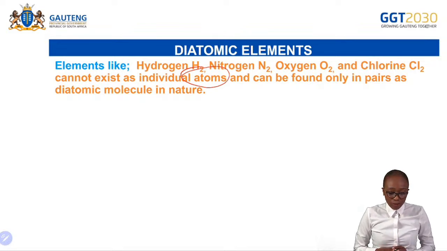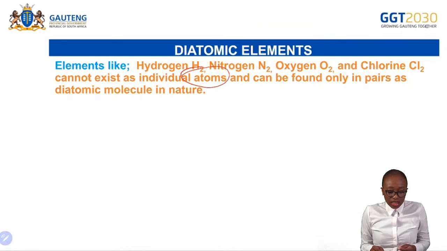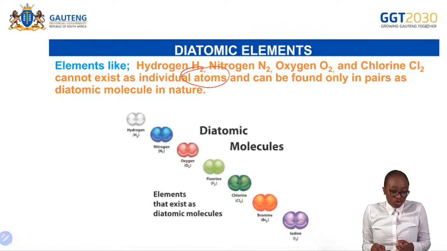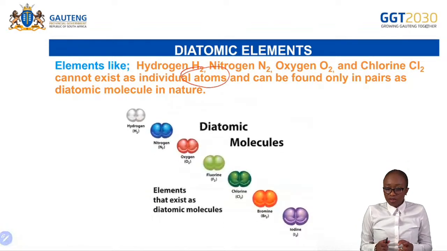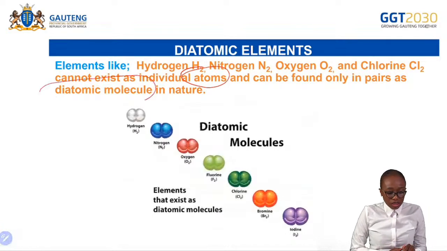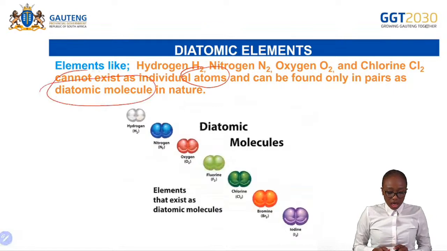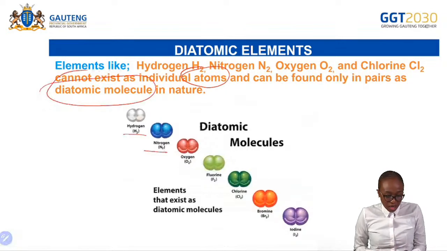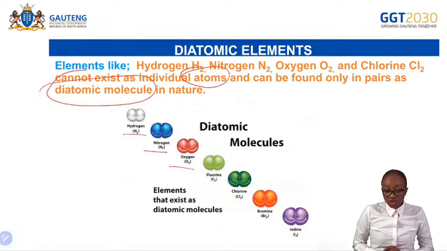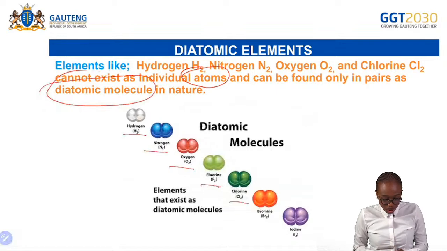Some of these building blocks in nature cannot survive as individual atoms, and they can be found in pairs. They pair up and form what are called diatomic molecules in nature. So what do they look like after they've paired up? Hydrogen, those two atoms paired up. Nitrogen, oxygen, fluorine, chlorine, bromine, and iodine.